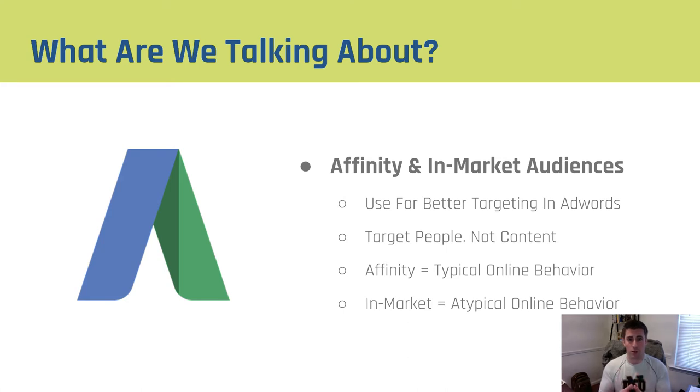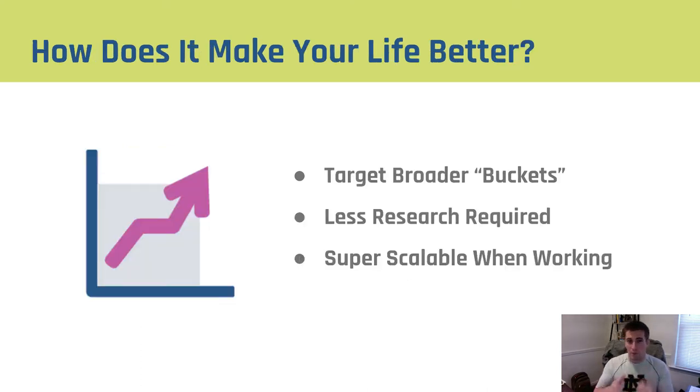So the goal here is to help you figure out which affinity or in-market audiences might make sense for you to test, so you can try them out in AdWords and find a way to scale. And that brings us to how do these make your life better? Well, when it comes to typical GDN or YouTube campaigns, you typically have to do keyword research, placement research, topic research. There's a lot of steps to finding quality places to advertise.